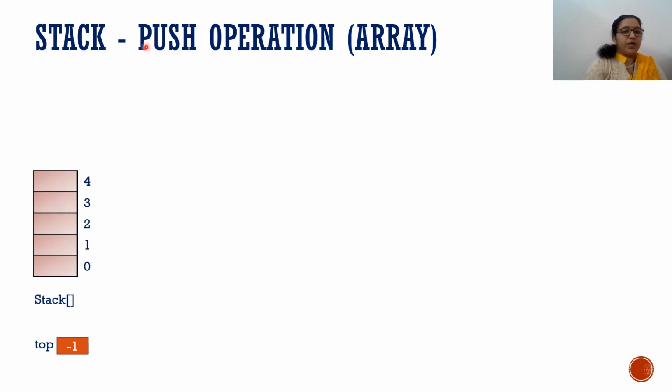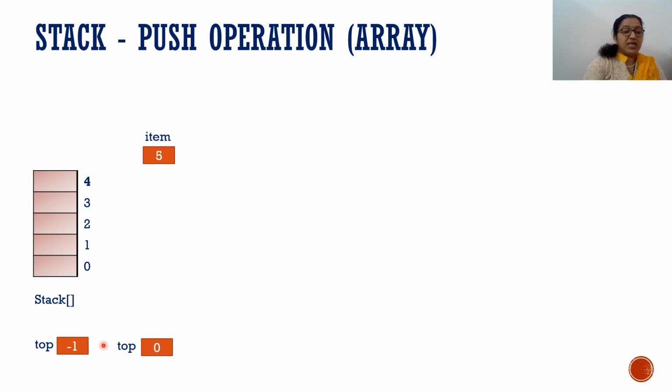So before moving into the algorithm, I'll show you one example of how the push operation works. This is the array here. There are no elements in that array. So first we set the top as -1. Now a new item came for insertion, item 5. First we increment the value of top. So top is 0 now.